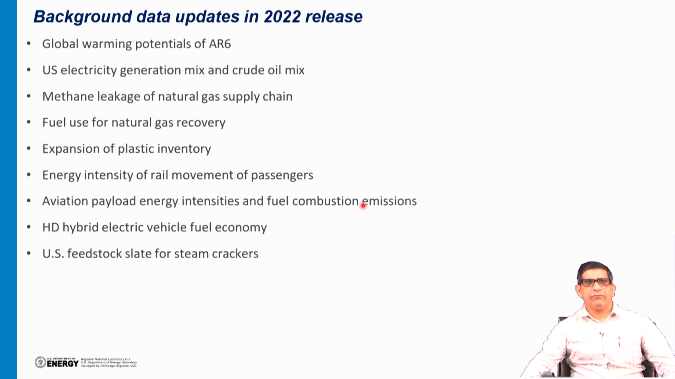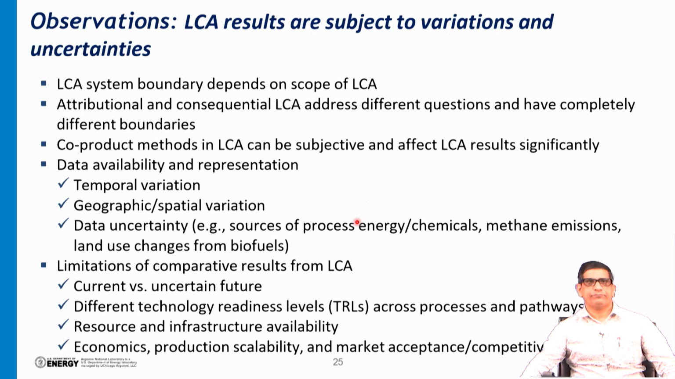And for background data, they are using the global warming potential of AR6, and US electricity generation. Since this is based out of the US, most of the data is US specific. So when we are working in other countries, we have to try to take this model and adapt it to our countries as well.